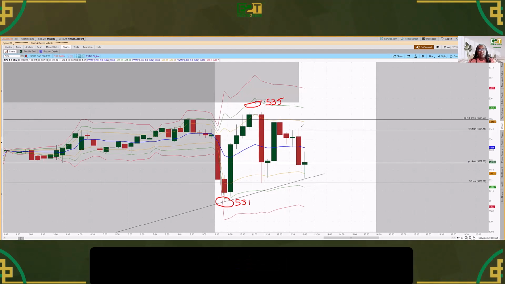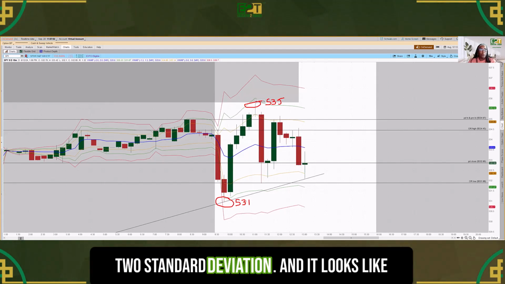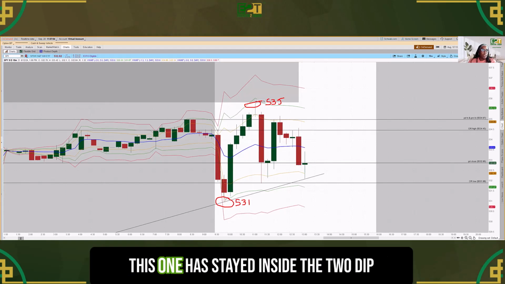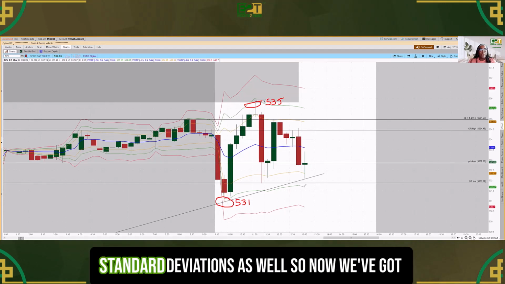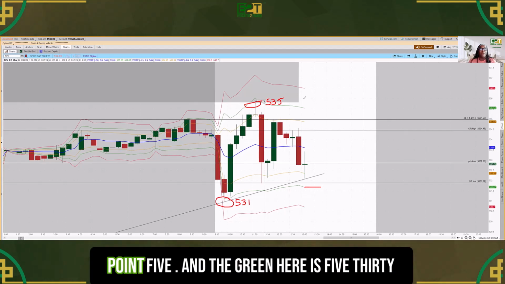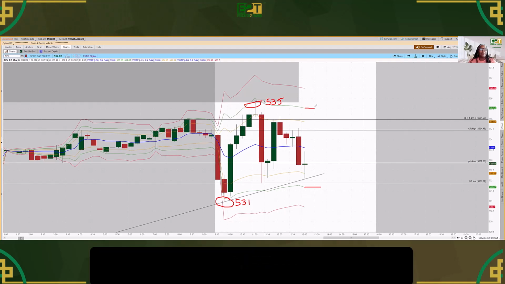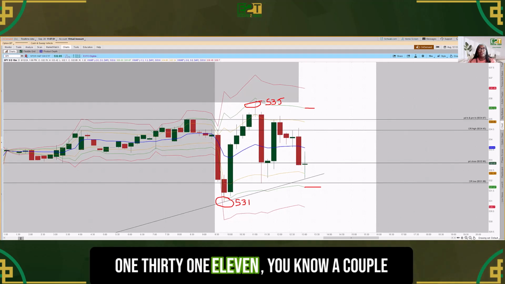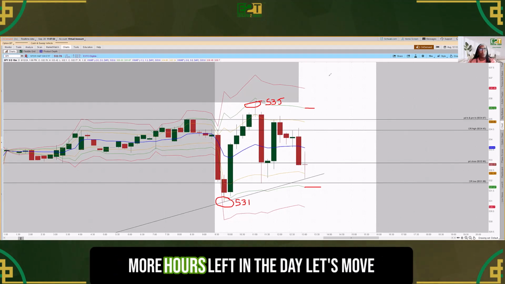The green, 2 standard deviation. And it looks like this one has stayed inside the 2 standard deviations as well. So now this is coming up 531.5, and the green here is 535.5. A couple more hours left in the day.